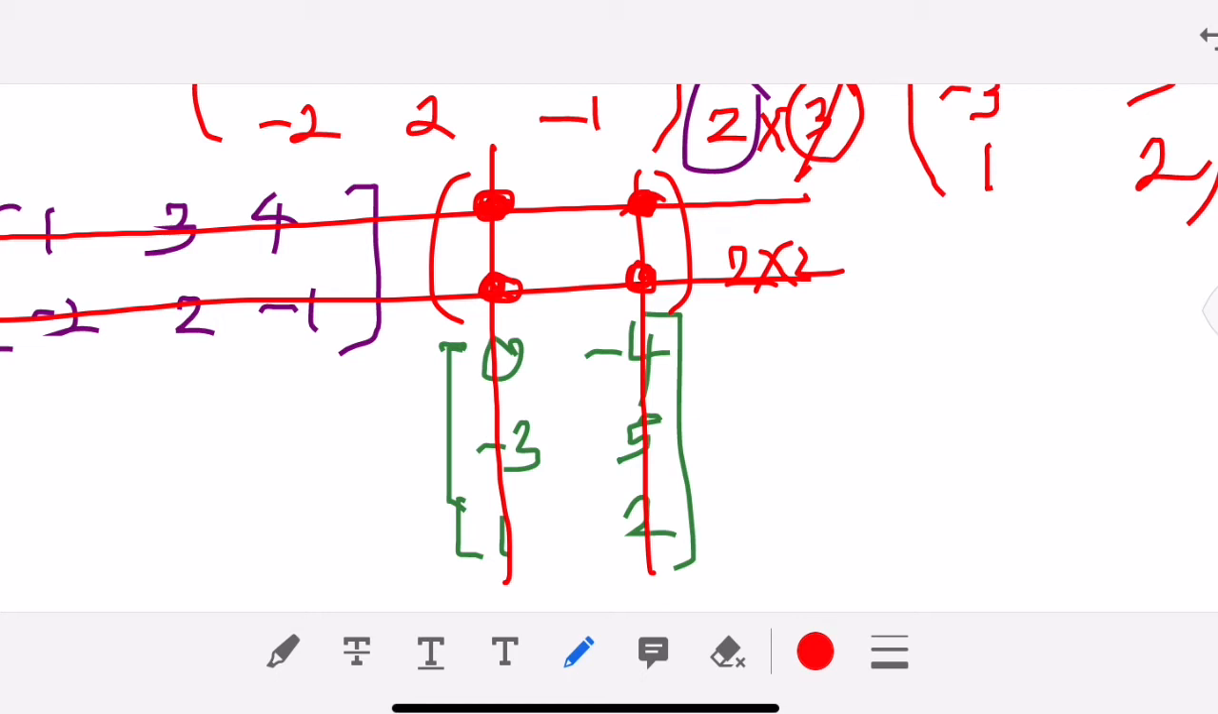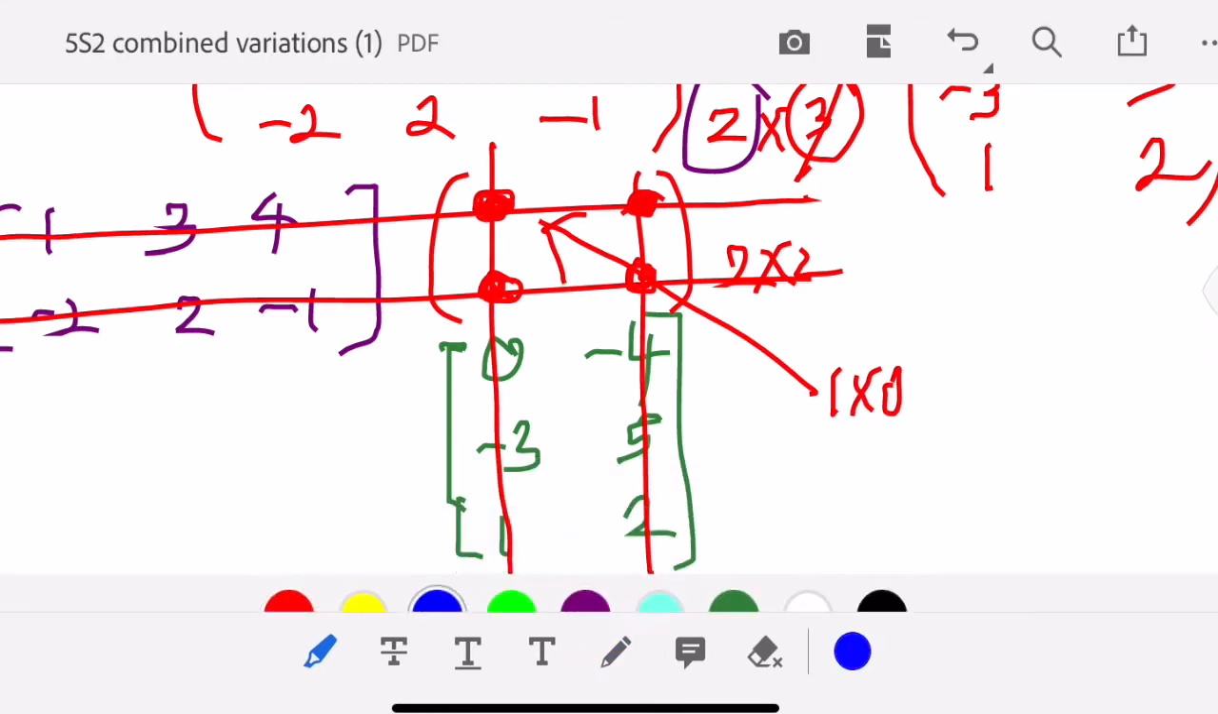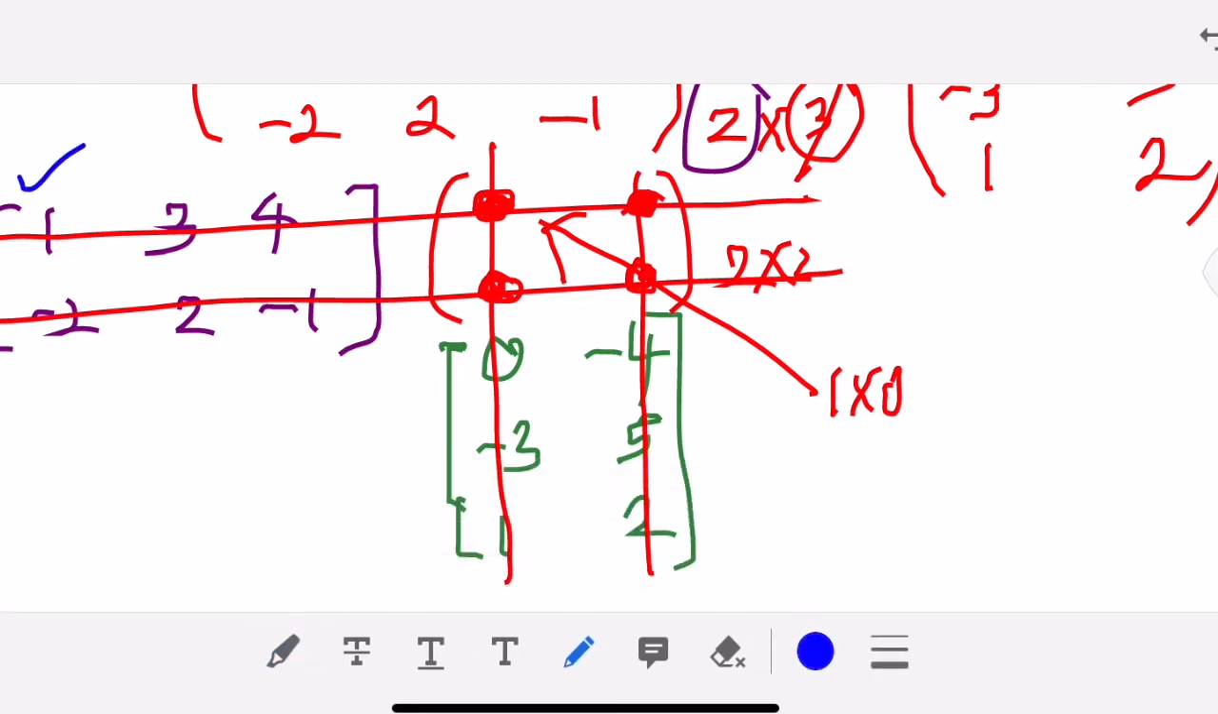So now how to get the answer? We are going to do it carefully. For this one, you actually have to take 1 times 0, these two. I'm going to use another pen to show you. So you will have to take 1 times 0, this is 1, and 0, plus 3, follow the line. Follow this line, then go down here, -3.